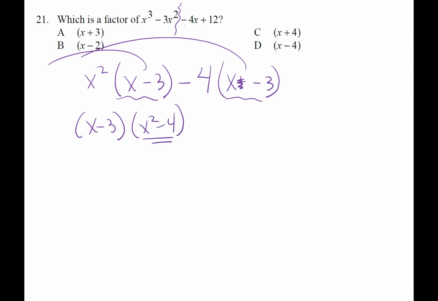Now, unfortunately, I'm not done factoring. I can still factor that more because it's 2 terms and they're both squares, so I have a difference of squares. A difference of squares goes into a binomial times a binomial. The square root of x squared is x. The square root of 4 is 2. We make 1 a plus and 1 a minus. So it looks like this is the factor that they have represented there.